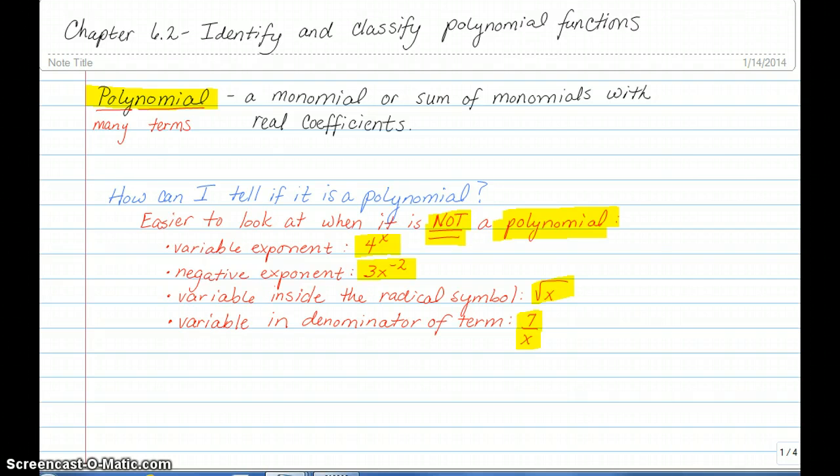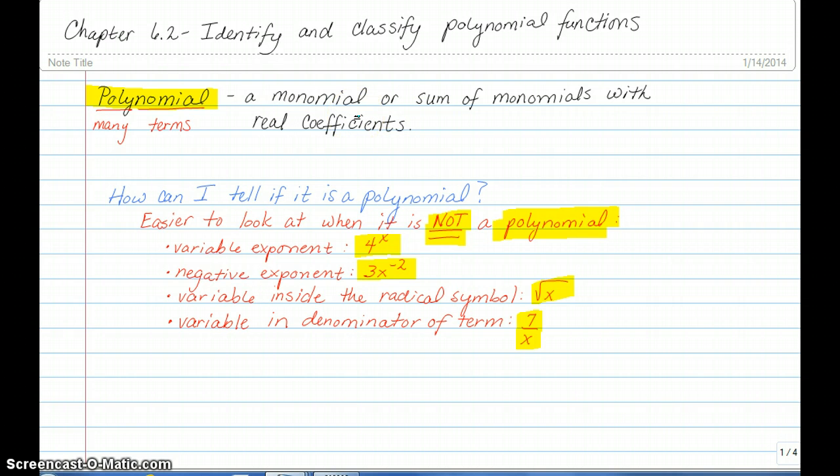So you want to know how you can tell whether or not it's a polynomial. It's actually easier to look at when it's not a polynomial. So in the definition, it had to have real coefficients, and it's when you don't have real coefficients that it often is not a polynomial.